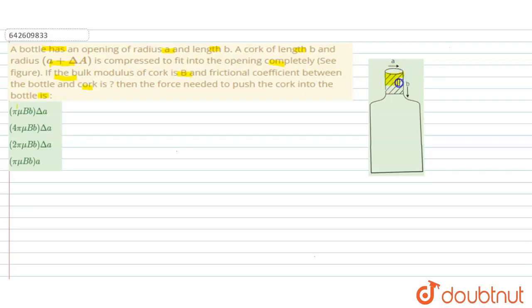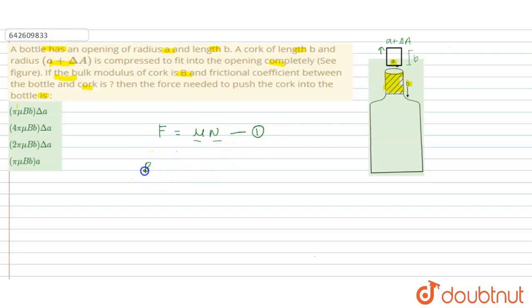So we have this opening of the bottle which has radius A and length B. We have to put this cork in this opening, which has radius A plus del A and length B. When we put the cork in this opening, it experiences a frictional force. So we have frictional force F equal to mu N in the upward direction. Mu is the frictional constant and N is the normal force. So this is our equation 1.